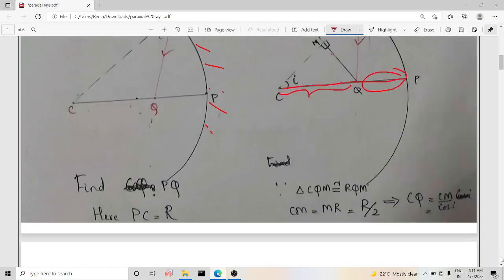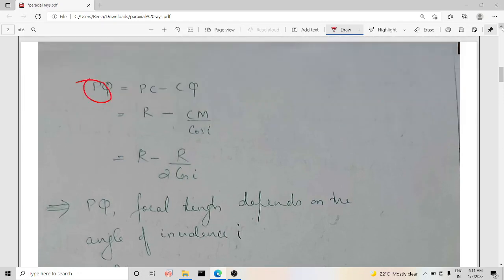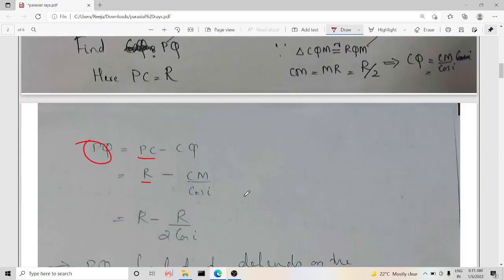That is what I wrote down here. That is PC minus CQ. PC is the total radius of curvature, R, the distance from the center of curvature to the surface of the mirror. So that is capital R, that is the radius of curvature. And what is CQ? CQ I have already found out here, that is CM by cos I.